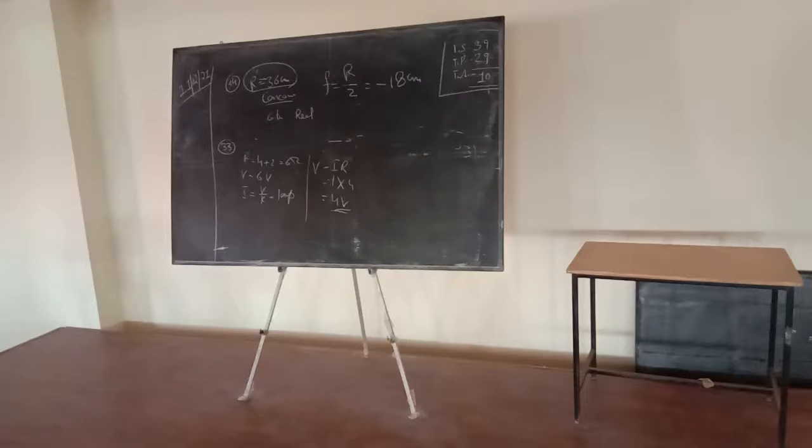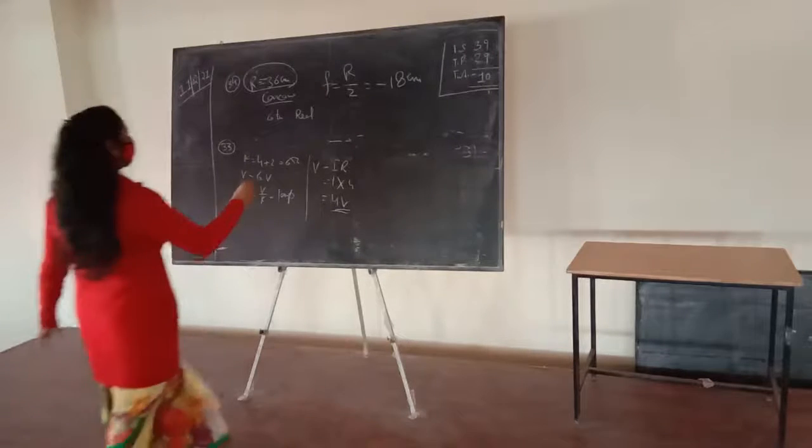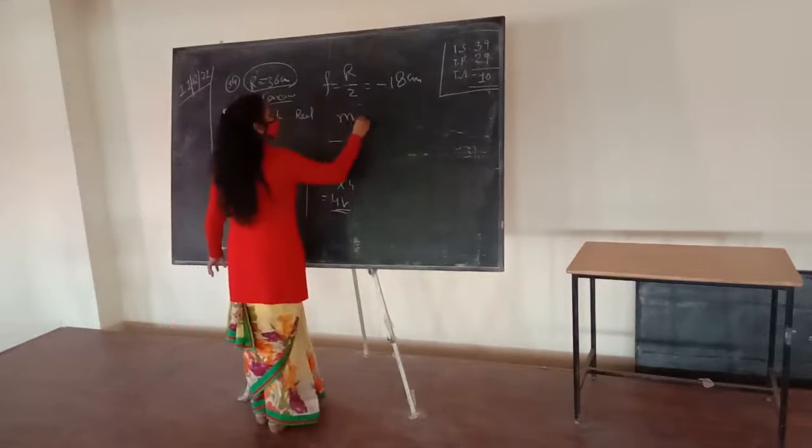It will be positive or negative? Yes, very good. Since it is given that the image is 6 times, this is a magnification. Since the image is real and we know that a real image is always inverted, h2 is negative, h1 is positive. So magnification will be negative. Very good, Jessica. So magnification is -6.